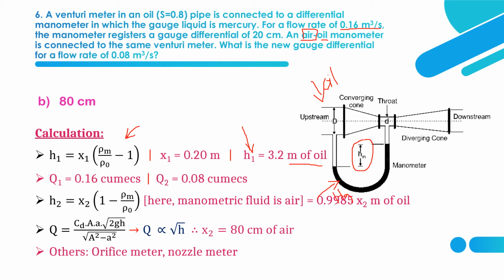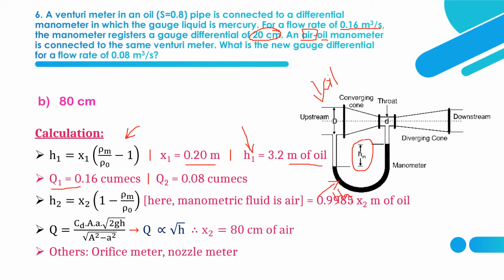Here x is 0.20. They have given the differential for the oil mercury setup. So x is 0.20 meter. Here the manometric fluid in the first case is mercury, so 13,600 divided by rho naught, nothing but 800, minus 1. That gives the answer as 3.2 meter of oil. Now what is the Q1 value?